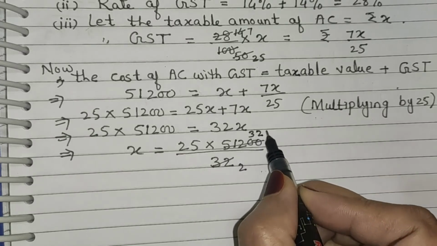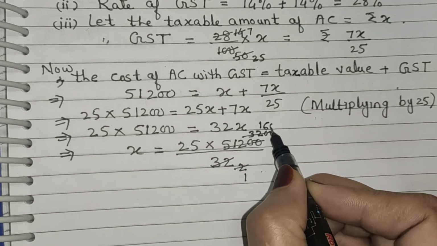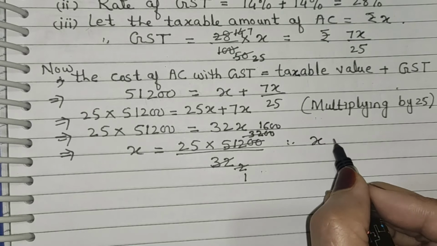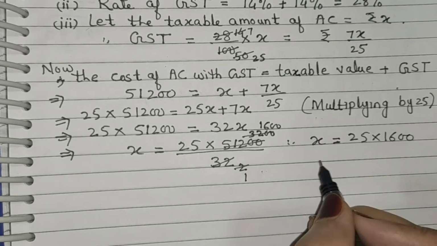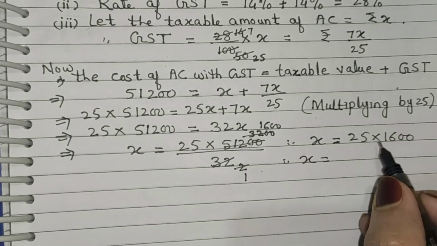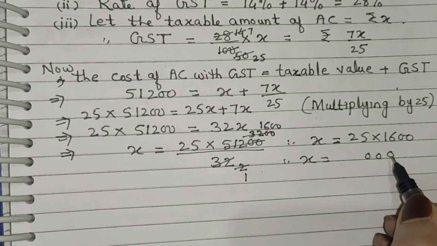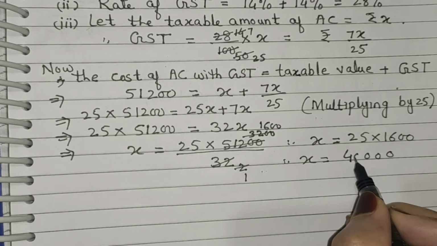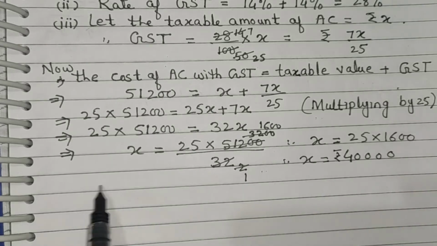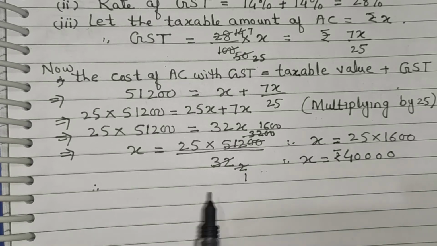16 2s are 32. Now cancel 2. 2 1s are 2, 6 2s are 12, 0 0. Therefore we get the value of x is equal to 25 into 16. Therefore x is equal to 2500. 25 6s are 150, 0 carry 15, 25 1s are 25 plus 15 we get 40. Therefore taxable amount of AC is 40,000.